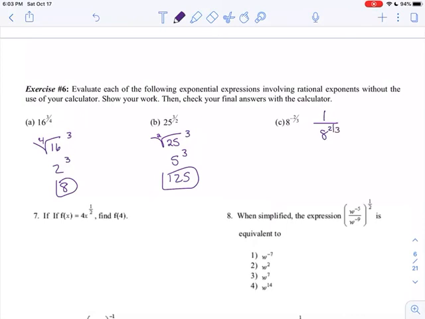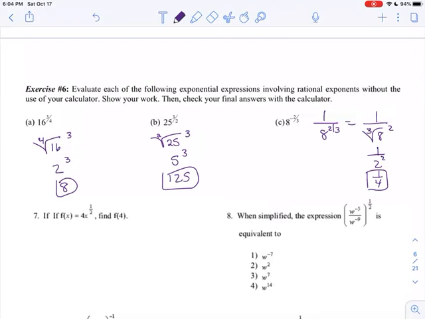And let's try a negative one, because those are always a little bit trickier. Remember, to make this positive, I have 1 over 8 to the positive 2/3. And the 3 is the root, and the 2 is the exponent. The cubed root of 8 is 2, because 2 times 2 times 2 is 8. And then 2 squared is 4. I'll write it in 2 steps so you can see it in case I lost anybody.